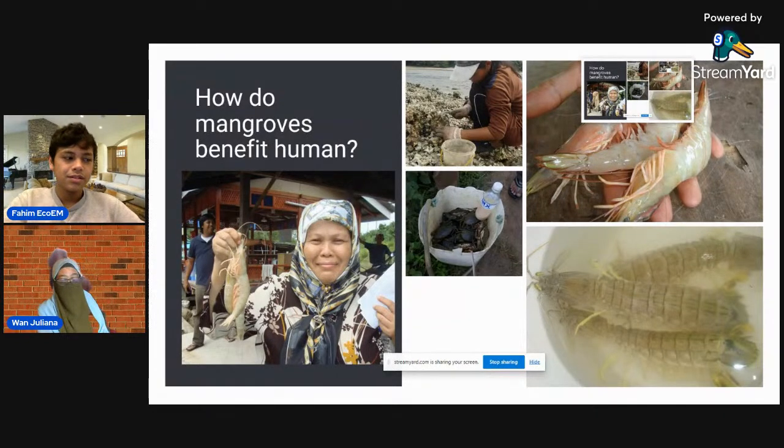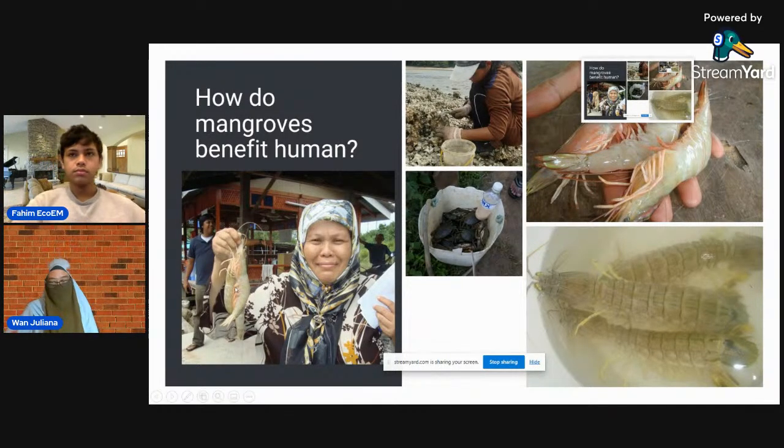Do you enjoy prawns, Fahim? Yes, of course. If you look at this photo, almost all the seafood that we like, the young fry of prawns for example, live in the mangrove area before they migrate to the open sea. So the small fry need the mangrove as their nursery. In the far left photo, this is my Sifu, Prof Maimon, holding two prawns, and these two prawns alone are as big as her arm.